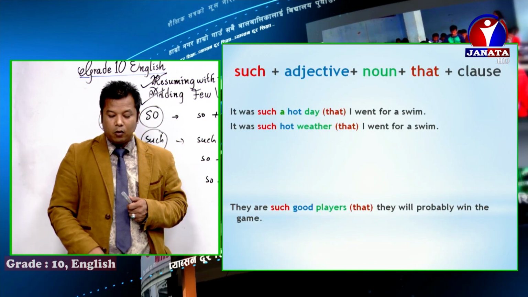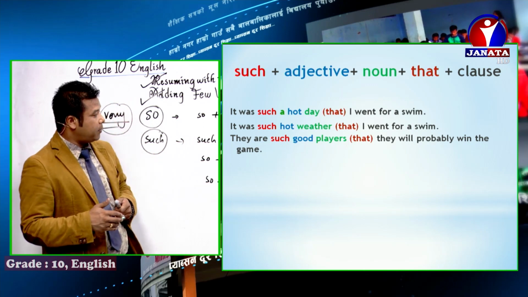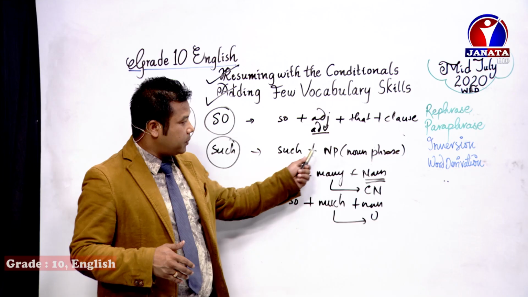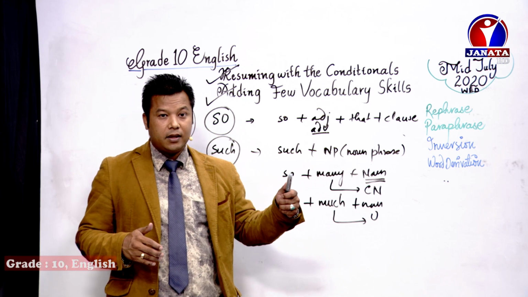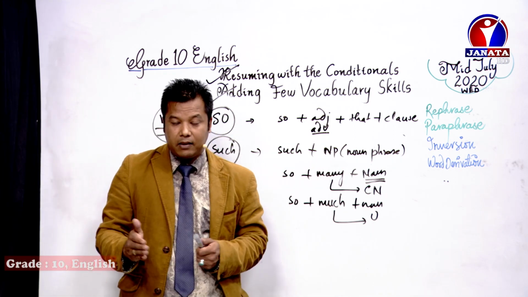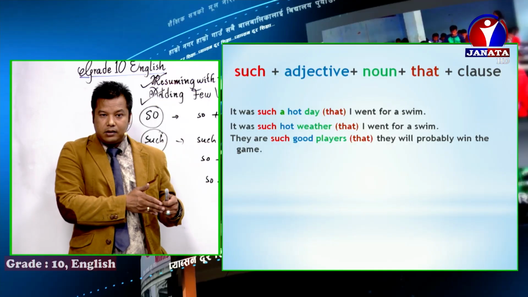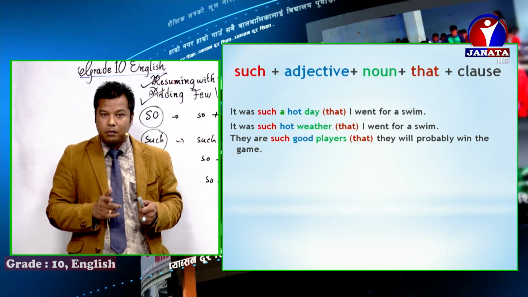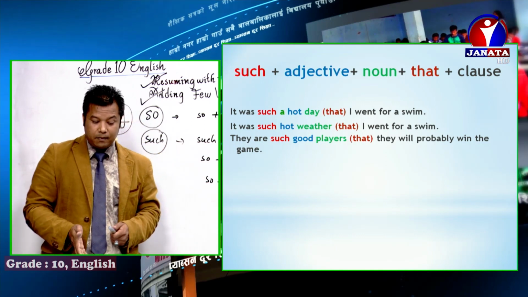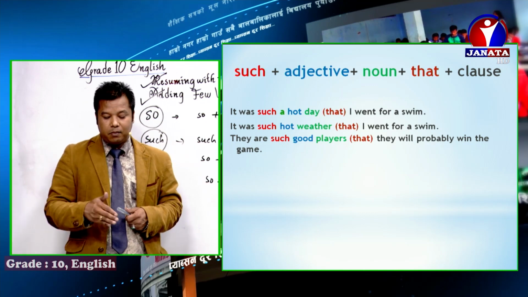Here we go with more examples. And the use of such, now, such plus adjective, we talk about that. Now, previous was such plus noun phrase, such a smart guy. Now here we're talking about such plus adjective plus noun and then that clause. The that clause remains the same. It was such a hot day. Now why? I was giving the example previously too, that I went for a swim. It was such hot weather that I went for a swim, or they are such good players that they will probably win the game.